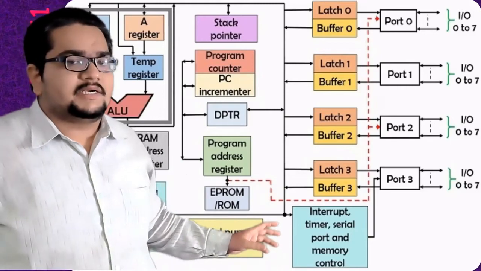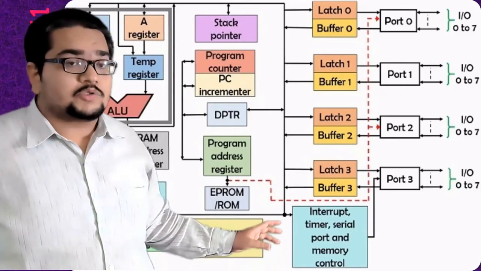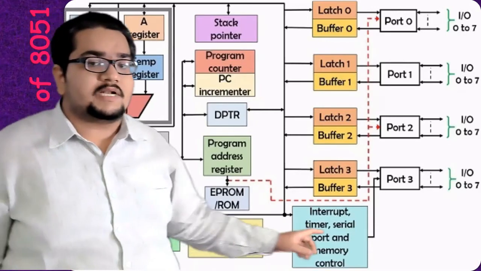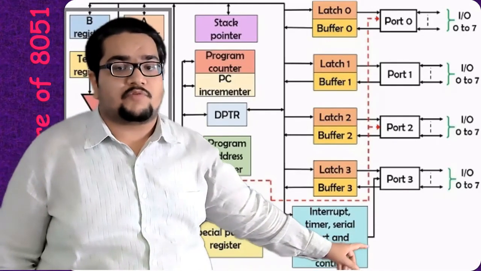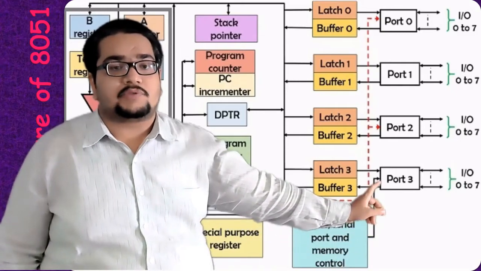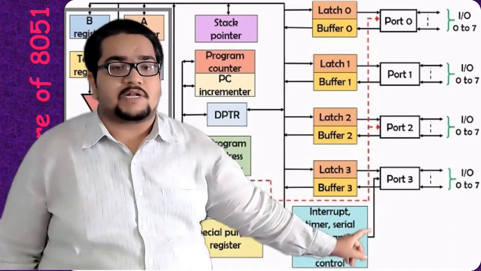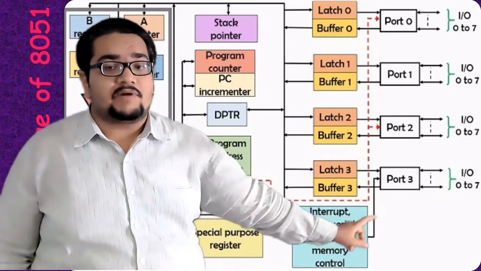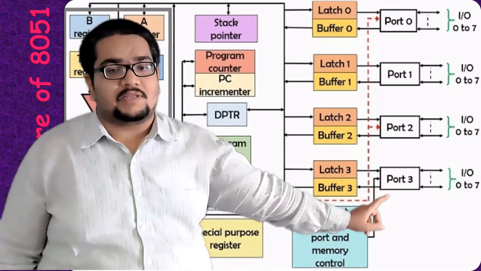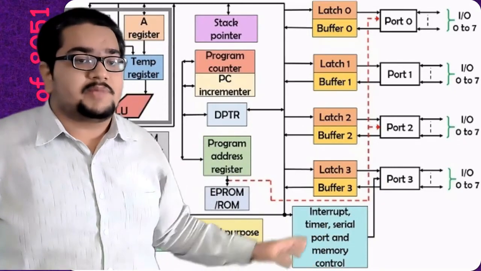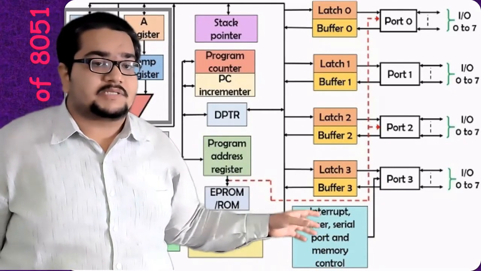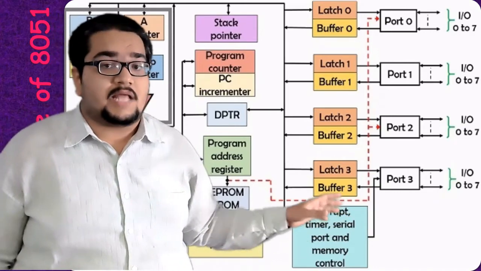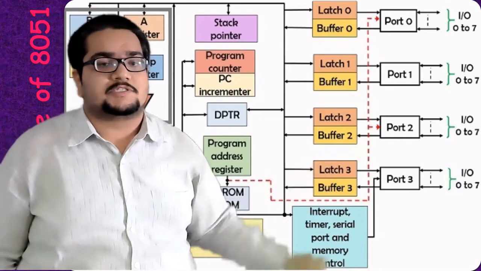Here we have the interrupt, timer and serial port, and also the memory control block. One interesting thing about this block is that you have to notice the signals coming out from here are given as triggers to port 3. We have to check this connection in detail while talking about the pin diagram of 8051, as that will tell you the special functions of port 3. The special functions of port 3 are associated with these interrupts, timers, serial communications and memory control blocks. We will check that in detail as we talk about the port 3 special functions.